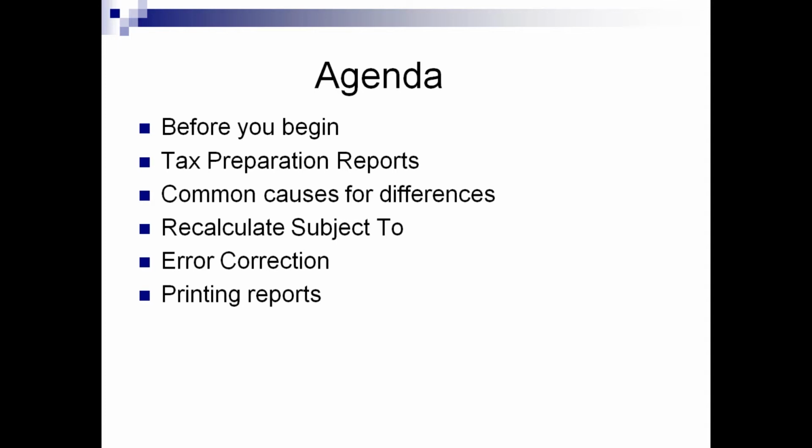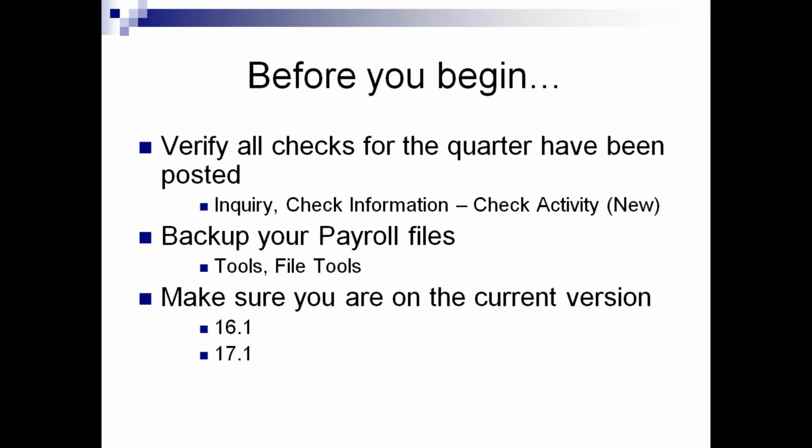We're going to take a look at the tax preparation reports provided by Sage. If you run into any problems with those reports, meaning there's differences between the Sage reports and maybe the Atrix forms, we're going to talk about what could cause those differences and then how to correct them. We'll take a look at the Recalculate Subject To task that you can run to rebuild some of those fields. We'll talk about some error correction. And then at the end, we're going to actually jump into Atrix and look at a couple of forms before the end of the class.